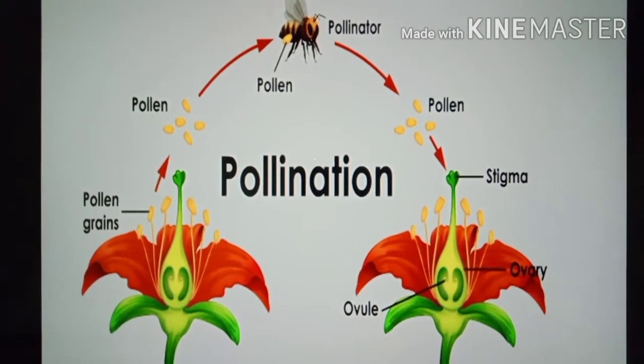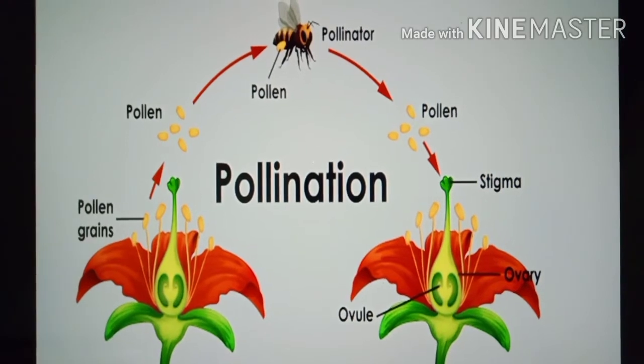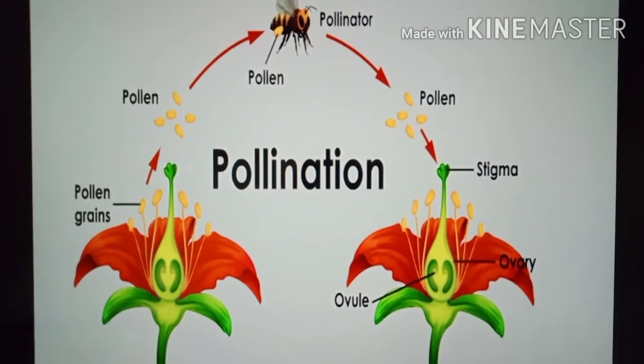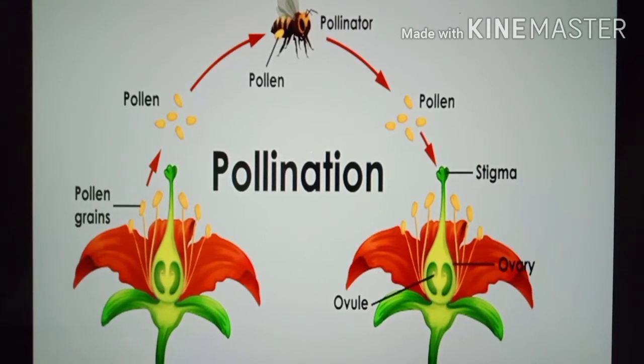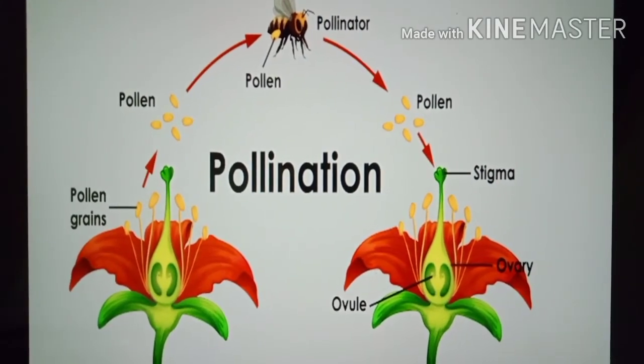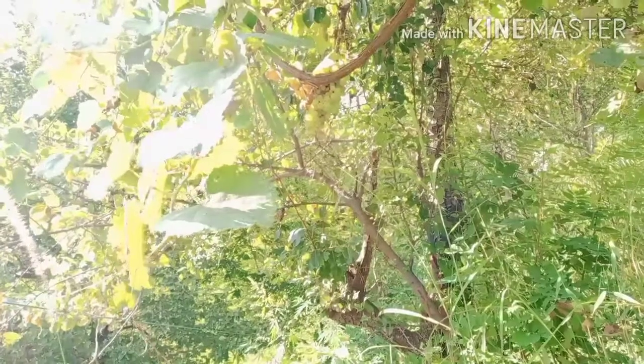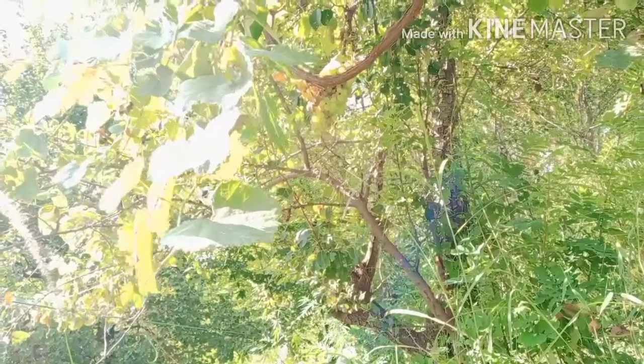Examples of insect pollinated flowers are buttercup, rose, sunflower, and orchid tree flowers. While examples of wind pollinated flowers are grasses, hazel, willow, and corn.